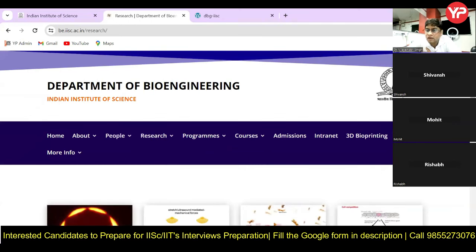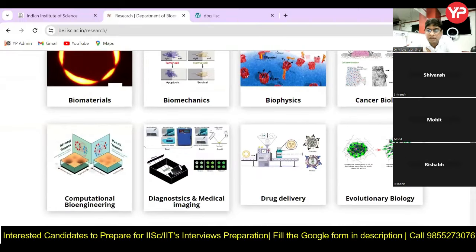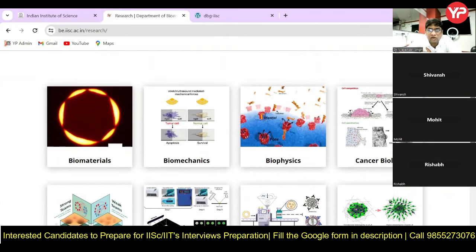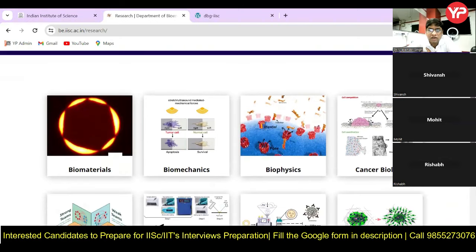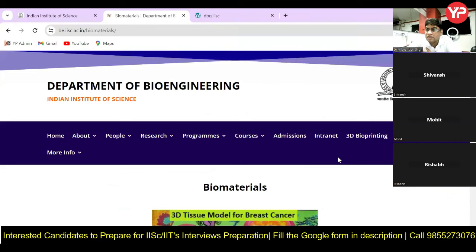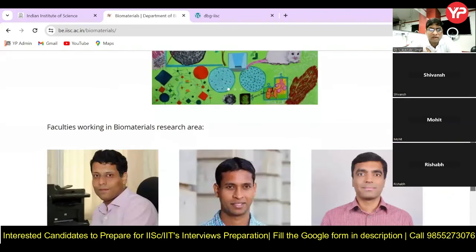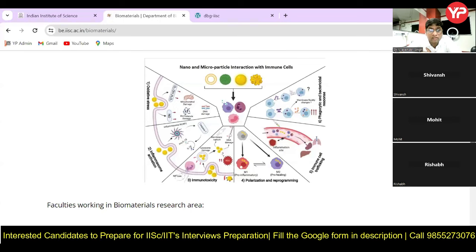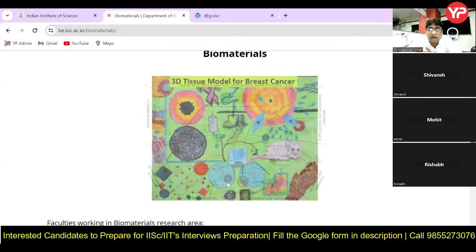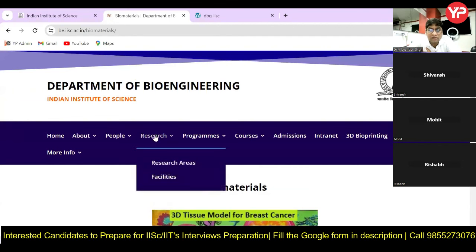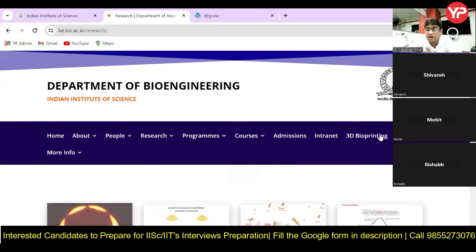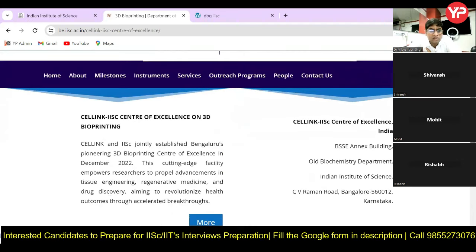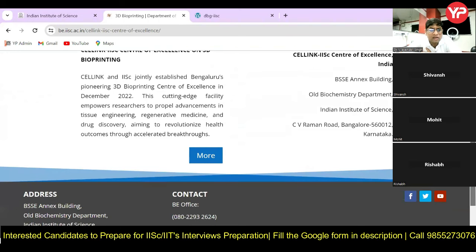Let me go to research areas. The moment I went to the research areas, I found these kinds of things happening. Now, certain things you will start understanding. As an agriculture engineer, maybe I could start working on biomaterials. So you start exploring what biomaterials are, what they are doing, and what professors are doing in that area. What are biomaterials all about, what is their significance, and how can they eventually help? You also start seeing the research facilities: 3D bioprinting. I got 3D bioprinting, which is related to my domain.